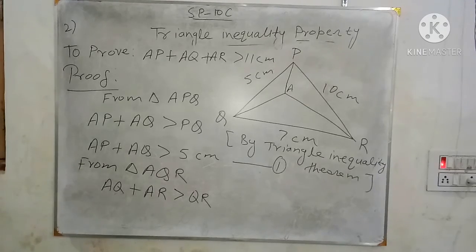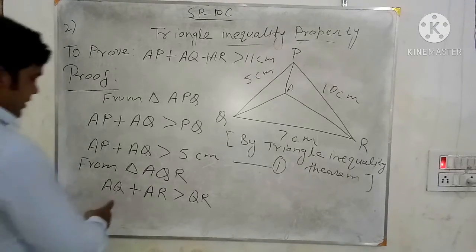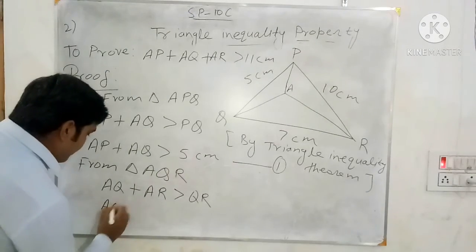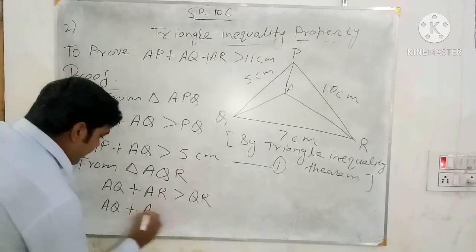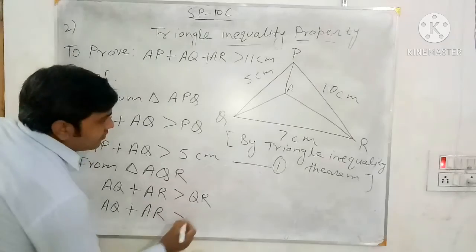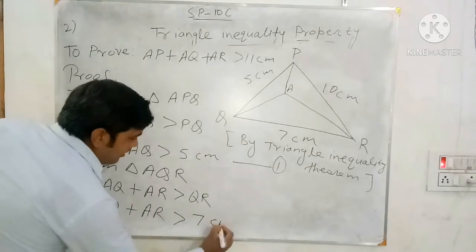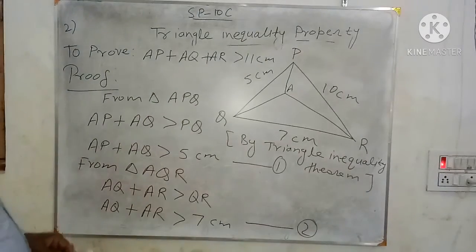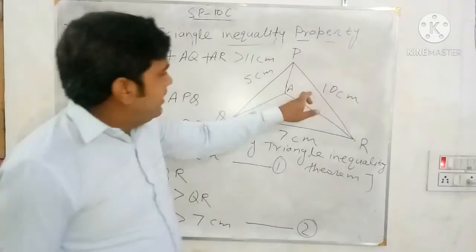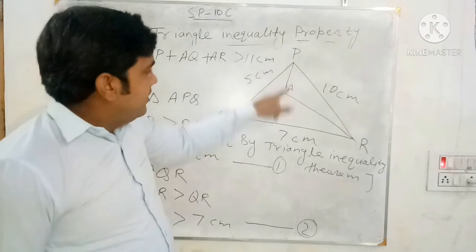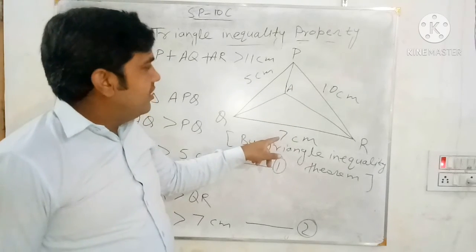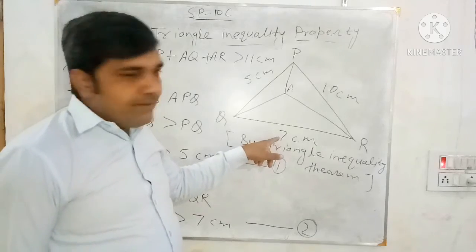Okay. So here we got AQ plus AR must be greater than QR. Now here AQ plus AR greater than QR, length is what? 7 centimeter. Greater than 7 centimeter. Equation 2. So here, similarly, we add it. So 10 plus 5 is 15, 15 plus 7 is 22, and 22 divided by 2 gives 11.